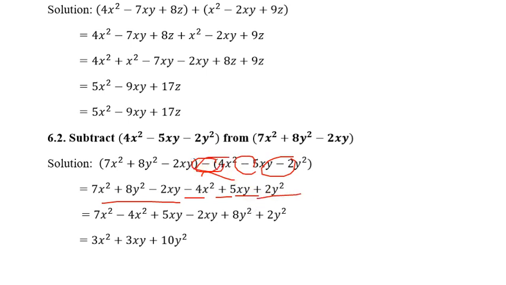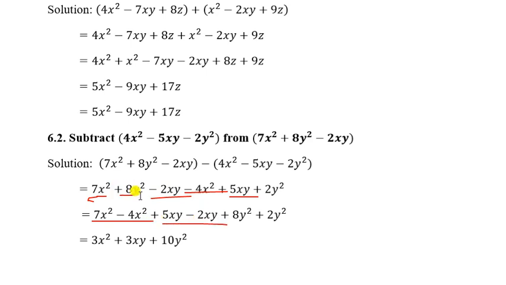Now again we have to arrange like terms. 7x square minus 4x square. You see, 7x square minus 4x square. Then here plus 5xy. First we'll try to write a positive term. Plus 5xy minus 2xy. Then plus 8y square plus 2y square. I think now we can calculate it.